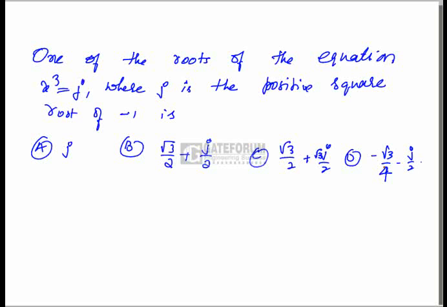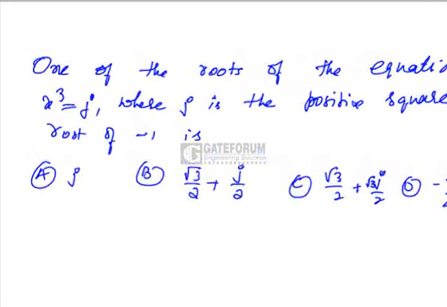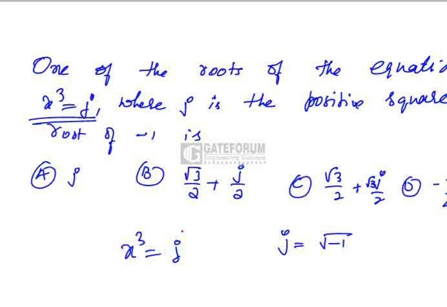C. Now, in this problem, we have to find one of the roots of the equation x cube equals j, where j is nothing but root over minus 1. So it is nothing but a complex number. Now, the given equation is x cube equals j. We'll convert this complex number into mod amplitude form. That is, x cube will be equal to e power j pi by 2.